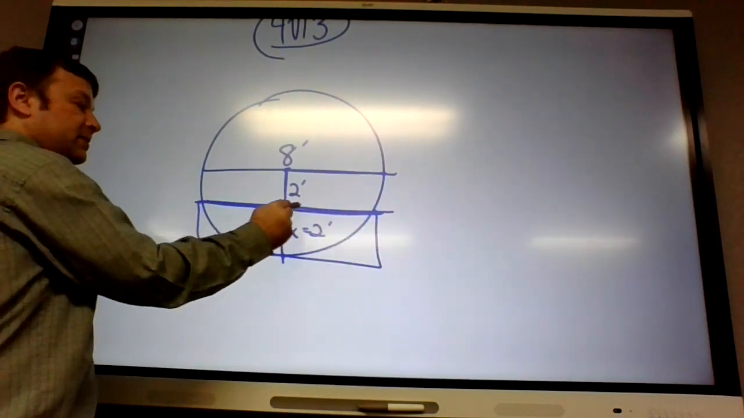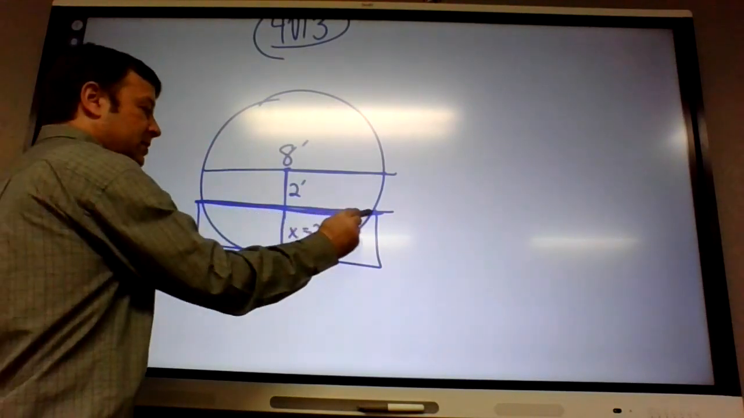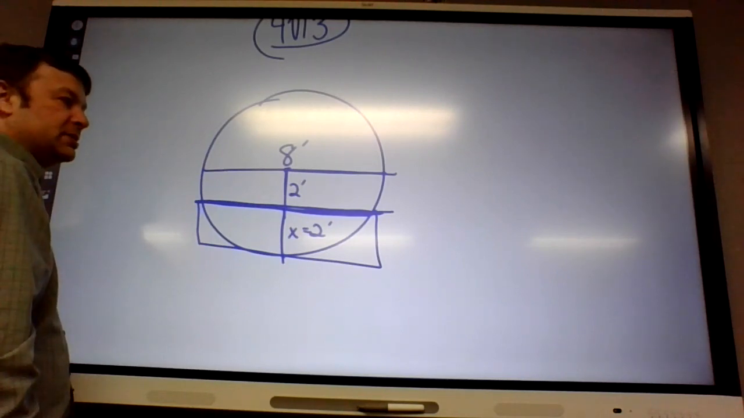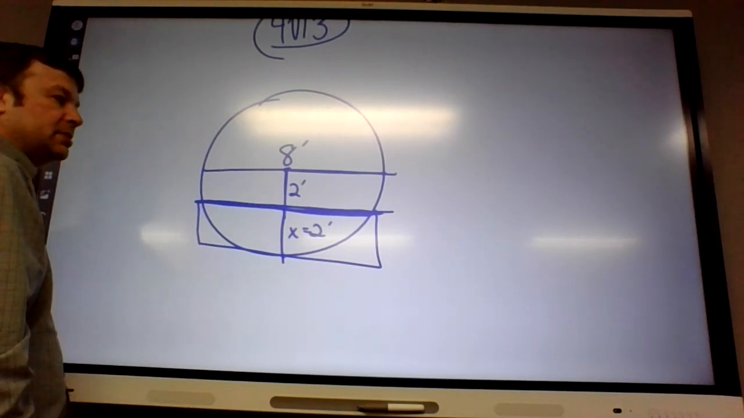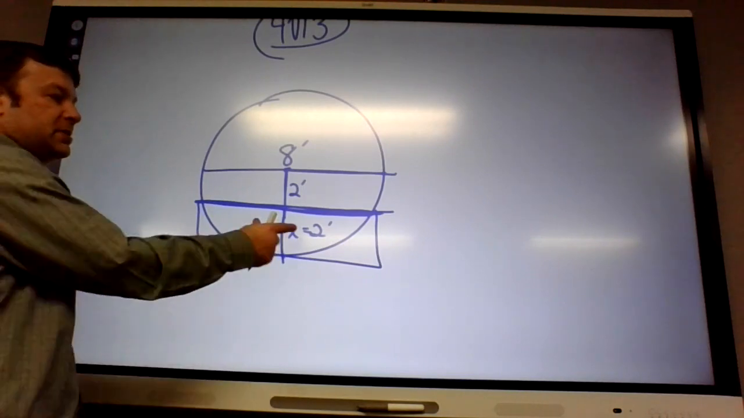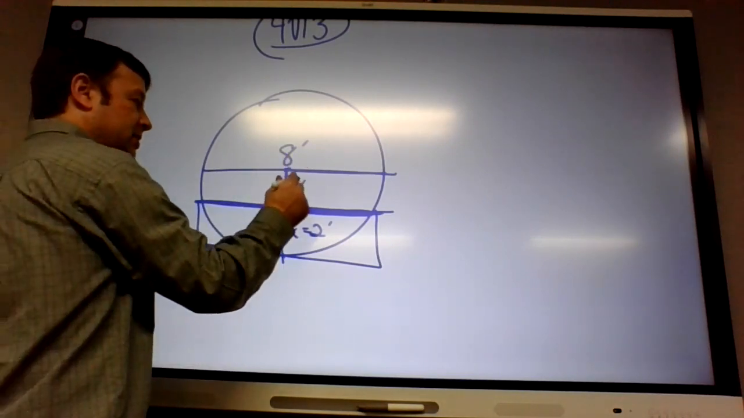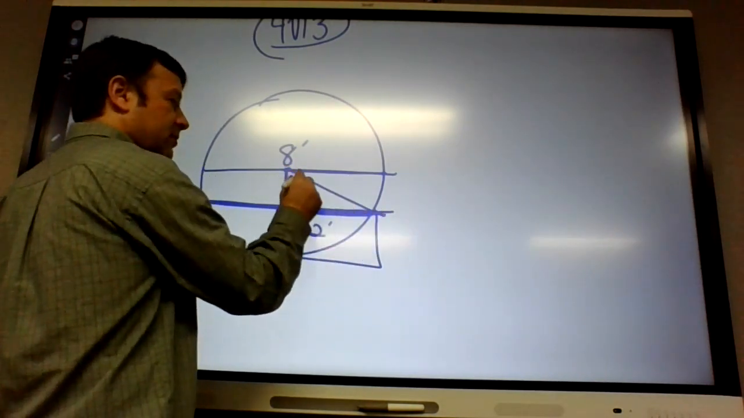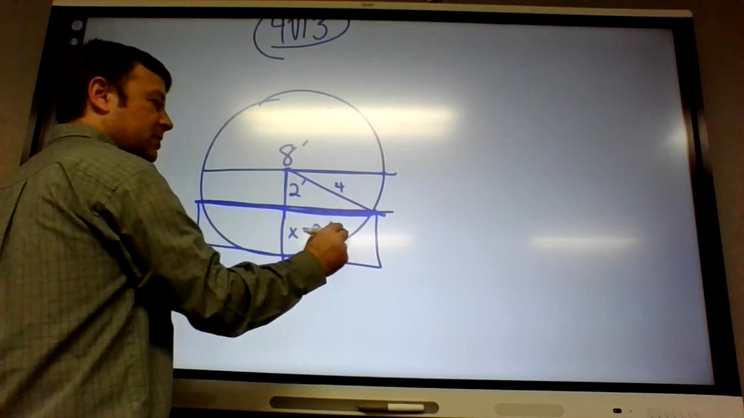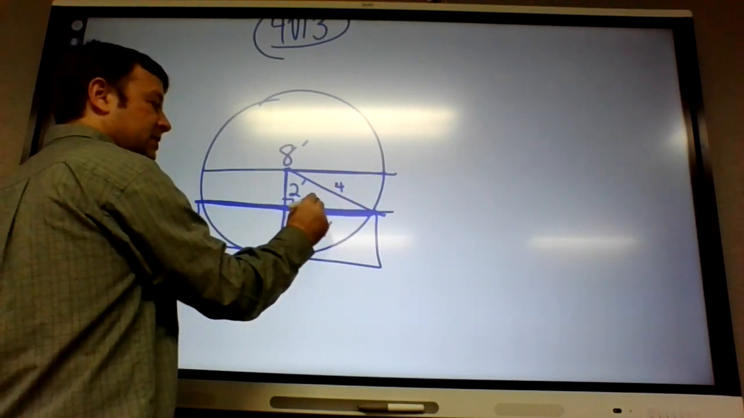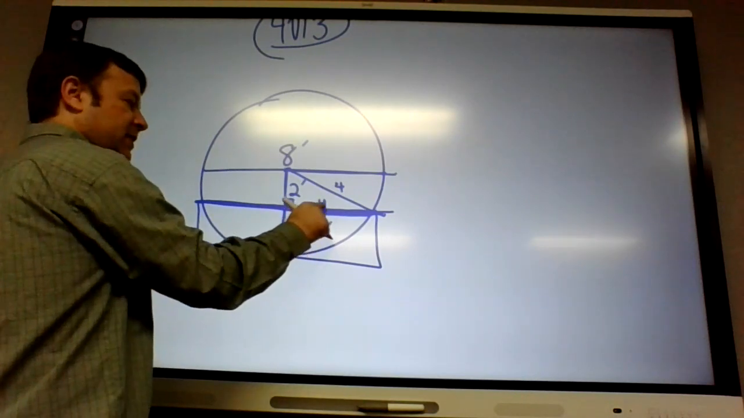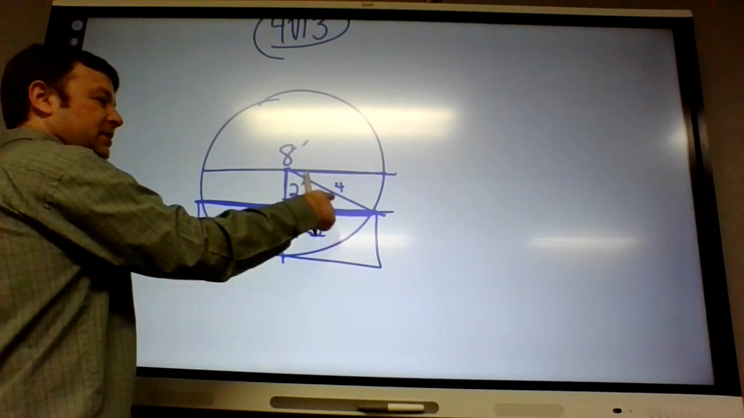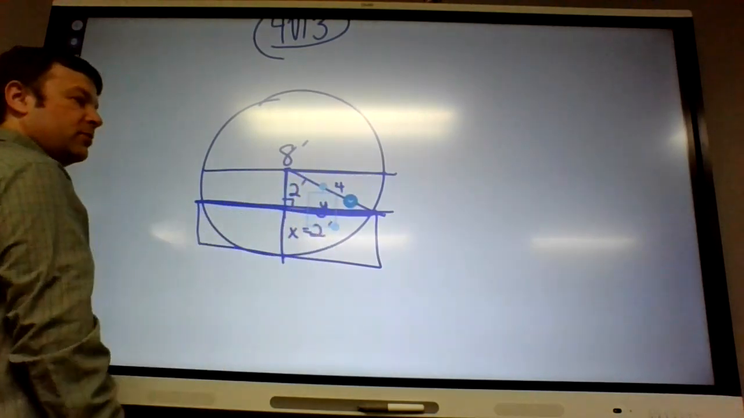So they're asking how long this thing is, the chord right here. Isn't it the 8? No. Why isn't it 8? It's smaller than 8 because it's a chord. That diameter is 8. Let's see. So the radius is 4. So if I draw a radius in right there, that would be 4. So any ideas how we could find that? 2 squared plus 4 squared? No. 4 squared minus 2 squared.